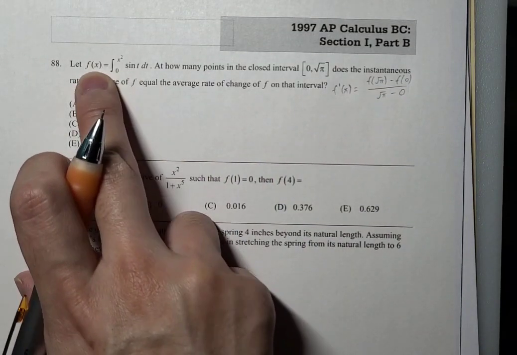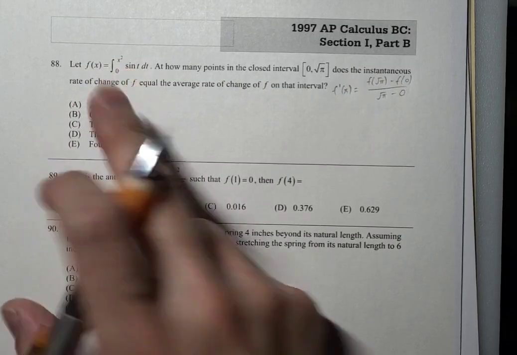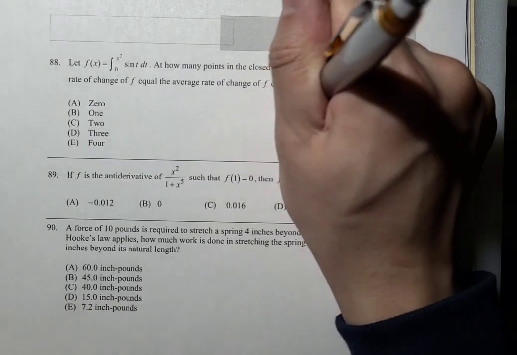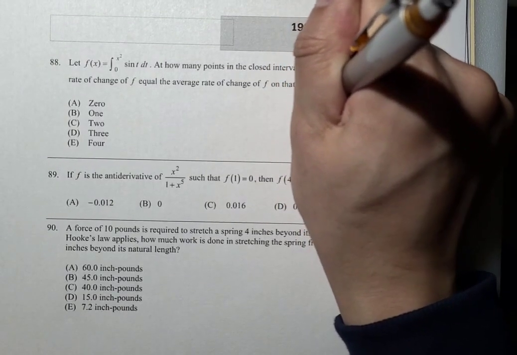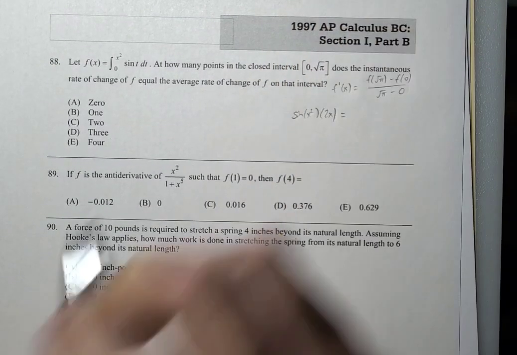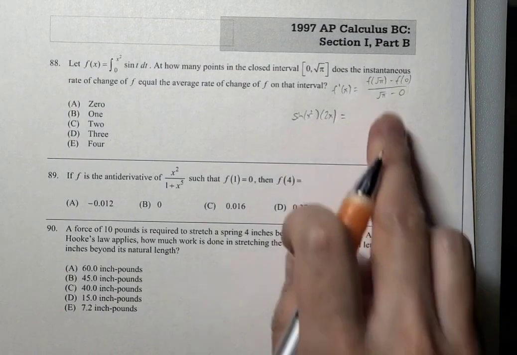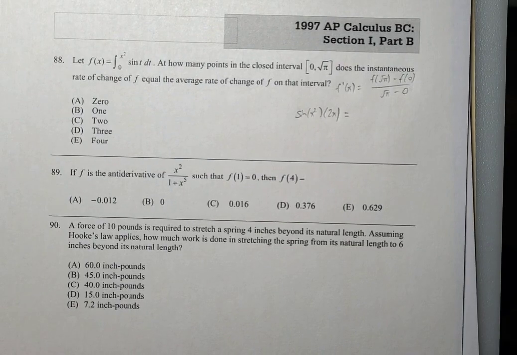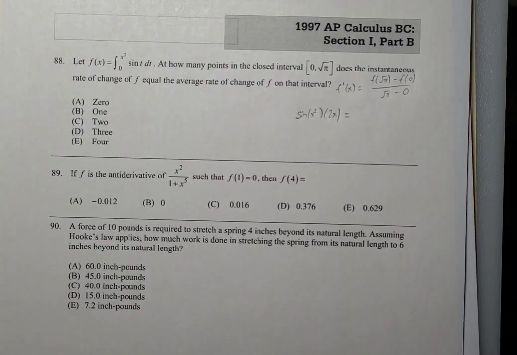We need the derivative of this guy. So we need the fundamental theorem of calculus and the chain rule. Okay? So the left-hand side would be sine of x squared times 2x. Okay? And this value over here, well, you can put it in your calculator. I did not do it, so let me do it real quick.